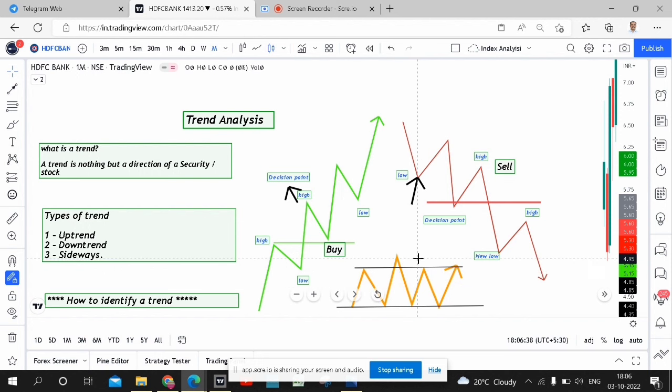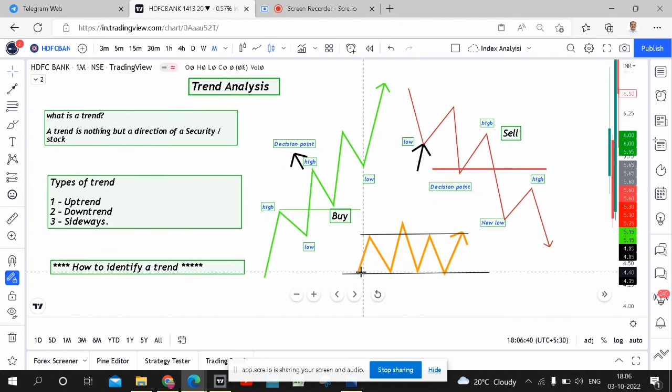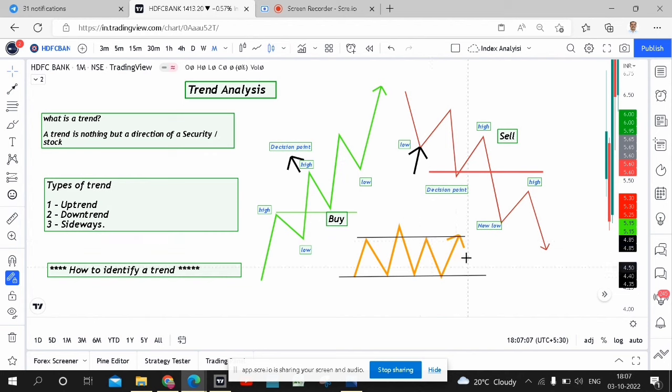So what is a sideways market? A sideways market is the area where the structure will not make a new high or a new low. Sometimes there will be a fake breakout. Only the candle wick will go up, and the candle closing will come below this point. Again the market will come back to the previous low point. So like this the market will be moving up and down, up and down. This is how one should identify a sideways market.